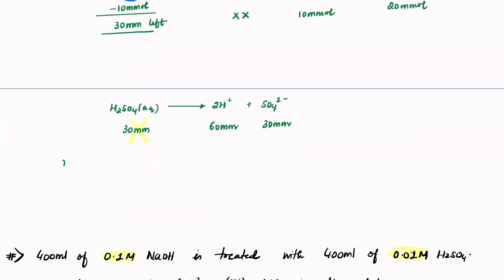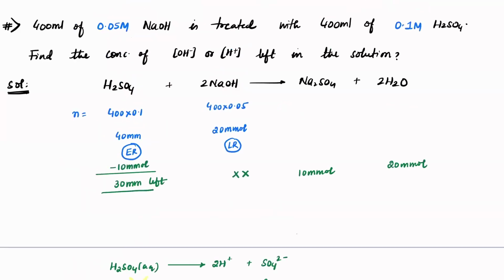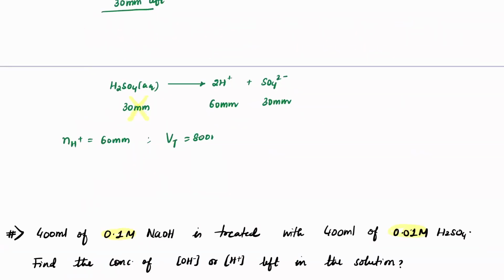Now I can clearly say that there is a sufficient amount of H plus present. So the number of moles of H plus will be 60 millimoles, and the total volume, how much was the mixing volume? 800 ml. Therefore, the concentration of H plus ions will be equal to 60 by 800. Got it? So that makes it 3 by 40. So 3 by 40 molar or 3 by 40 mole per liter. This is the way you will represent the concentration.